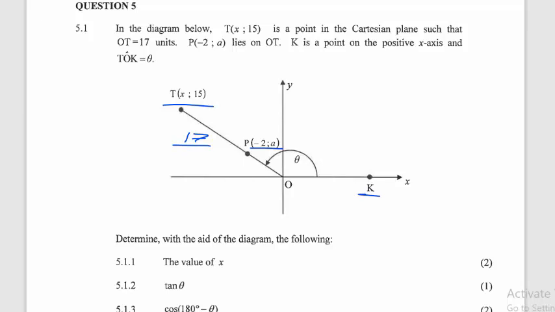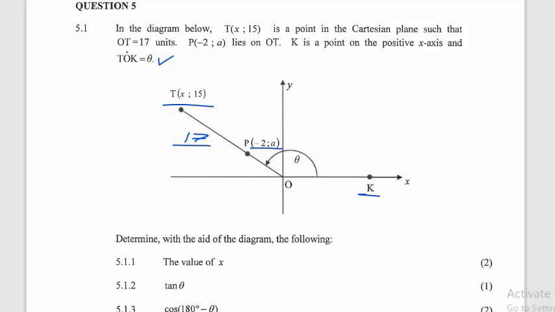K is a point on the positive x-axis, and TOK is equal to theta. So there you have that. Now determine, with the aid of the diagram, the following. Let's go.